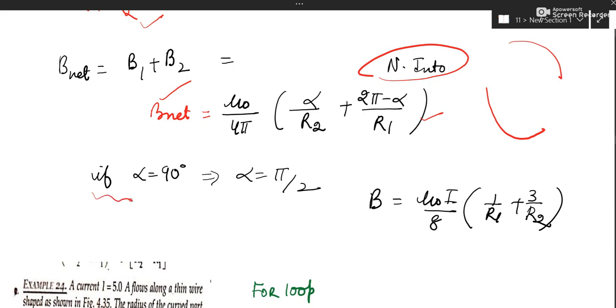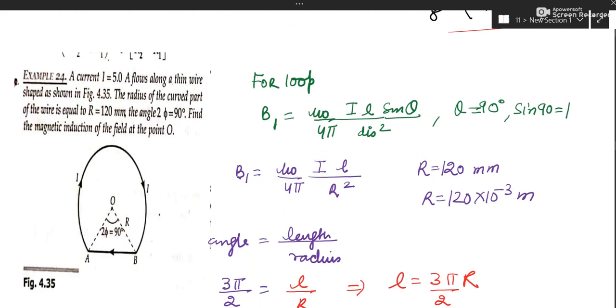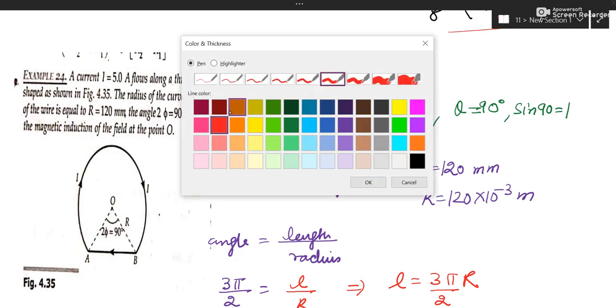There is one more case in this question. If alpha is 90, 90 means pi by 2. So substitute here, and do the question peacefully. You'll get the answer. The answer is written, so everyone is supposed to compare the answer. Check the answer. Let us see the next question.